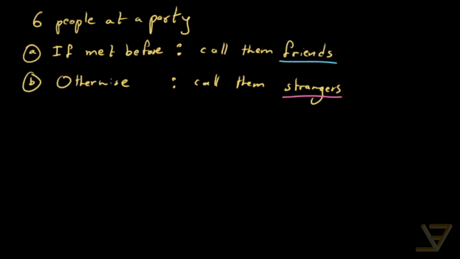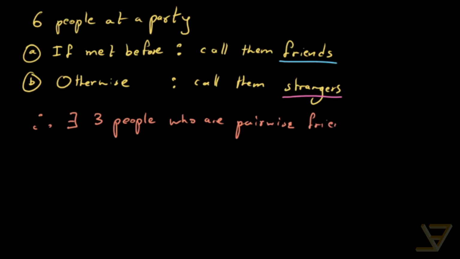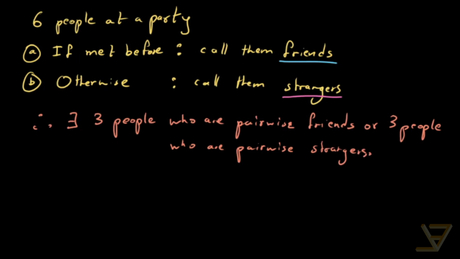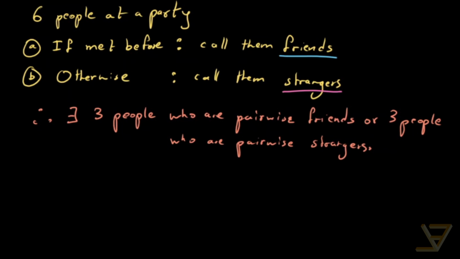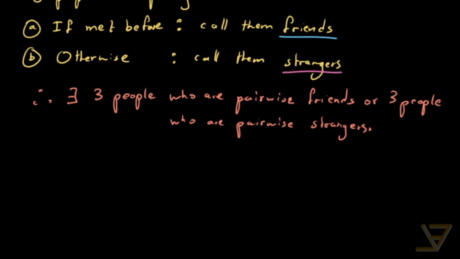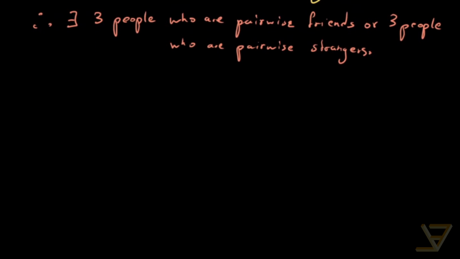The theorem states that there exists 3 people who are pairwise friends, or 3 people who are pairwise strangers. So you're either going to get as a graph a triangle of friends or a triangle of strangers. And we'll prove that now.